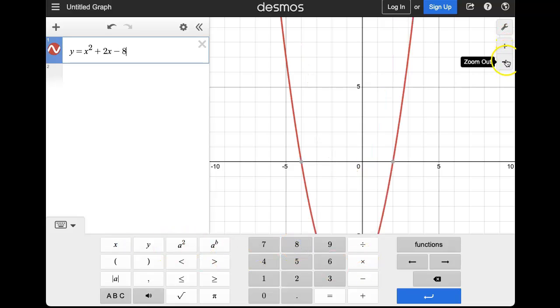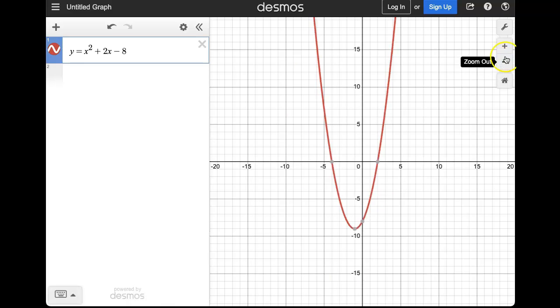And then you can use these keys over here to zoom out a little bit. The nice thing about Desmos is if you hover over the graph with your cursor, they automatically highlight the key points. So they highlight the vertex for you at (negative 1, negative 9). So that verifies that we got that right. They highlight the y-intercept of (0, negative 8). They highlight the x-intercepts at 2 and negative 4. So that confirms all of those points we found were correct.